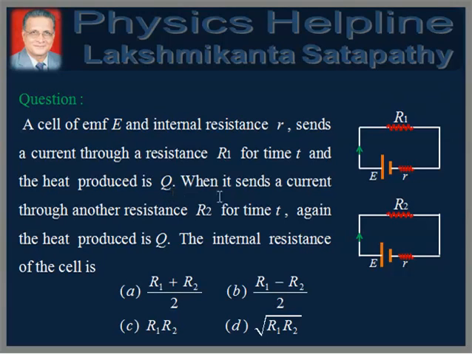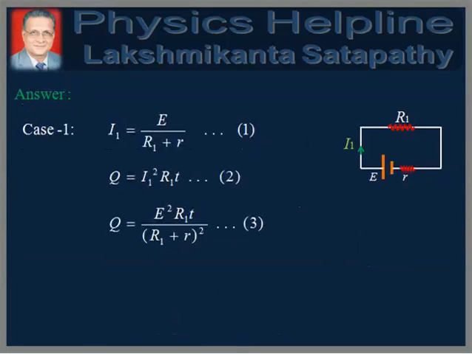Now the same cell is connected to another resistance R2. It is observed that the heat generated in time t is also equal to Q. We are required to find the internal resistance of the cell. Now for the answer, the circuit is shown in the figure.